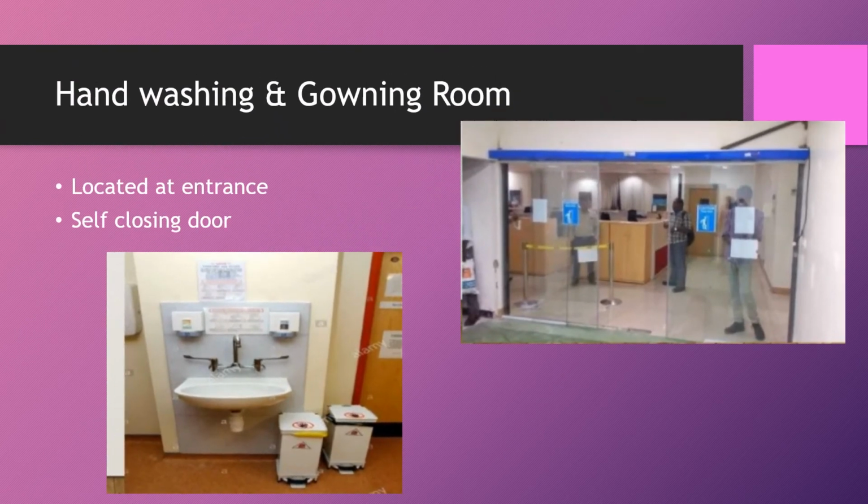Next, hand washing and gowning. It will be situated in front of the NICU, located at the entrance. Once the neonatologist, or some health professional coming from outside the hospital, arrives, they have to wash their hands. Then the self-closing door. They should not touch the door. Automatically, if a person enters, the door opens. That door we can call a self-closing door.